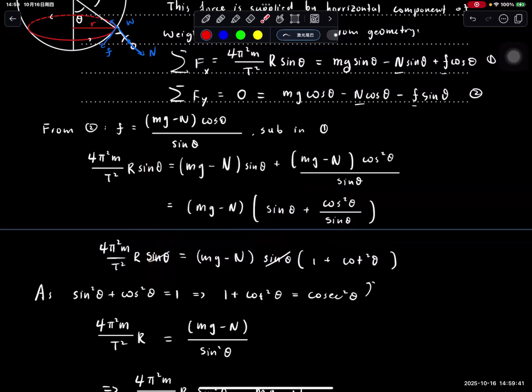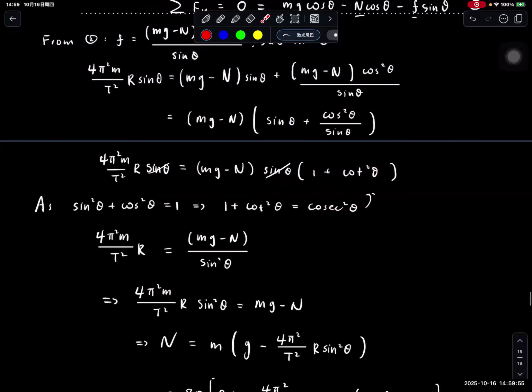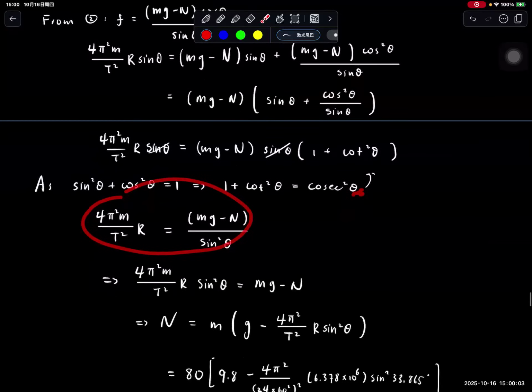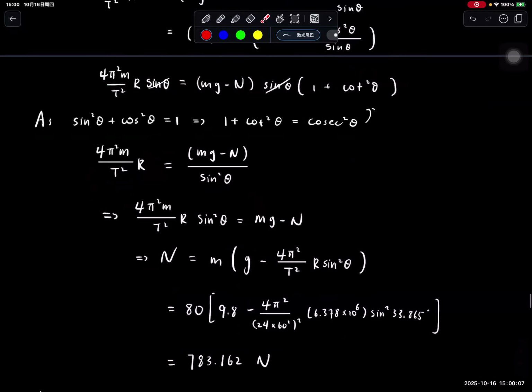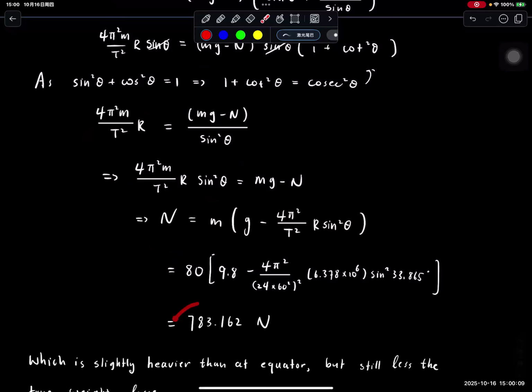Inside I got 1 plus cosine square over sine square theta, which is cotangent square of theta, and that is cosec square of theta, because of the trig identity. Cosec is 1 over sine square, so you eventually get that relationship, and then you can solve for the normal force from that. If you substitute values, you get this value.